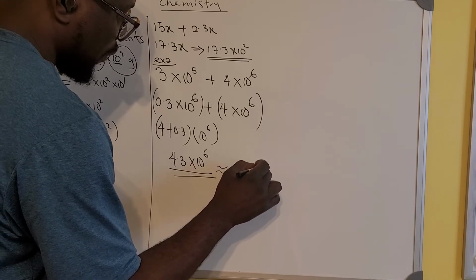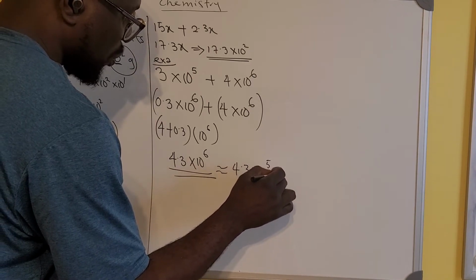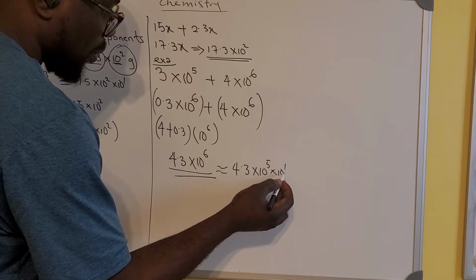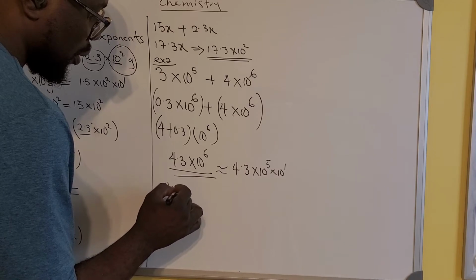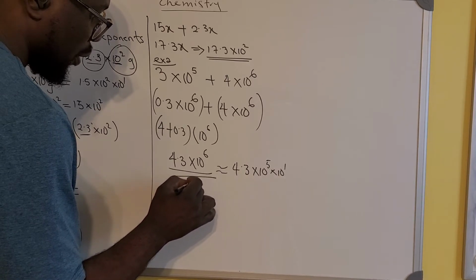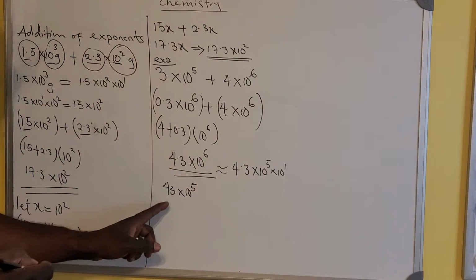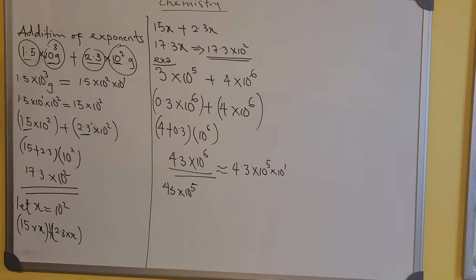times 10 raised to the power 5 times 10 raised to the power 1, right? So 10 raised to the power 1 is 10 times 4.3, that is 43 times 10 raised to the power 5. So that's another way you can write this, and that way it's the same thing.